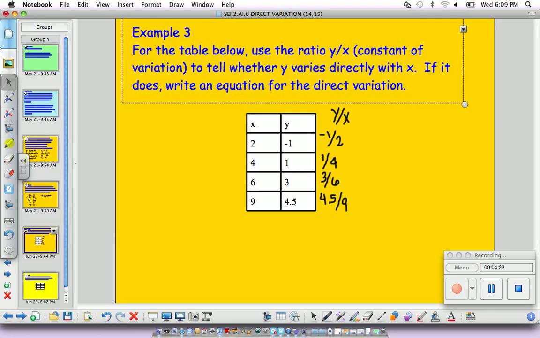Now, I want to put each of these in simplest form. This one's in simplest form. This one's in simplest form. This one, 3 over 6, is equal to 1/2. And 4.5 over 9 is also equal to 1/2. For this to be a direct variation, each ratio would have to be equal to the same thing. Well, as you can see, I have -1/2, 1/4, and 1/2. So this is not a direct variation. So if it's not a direct variation, I can't write an equation.